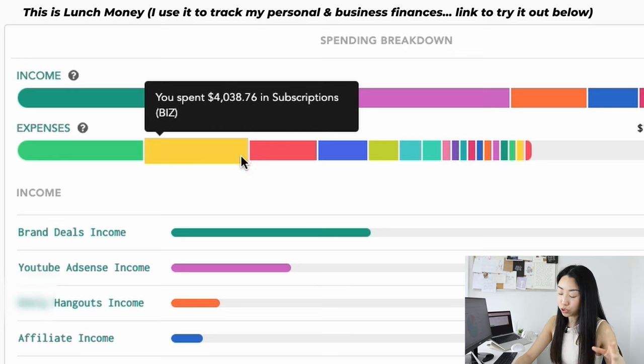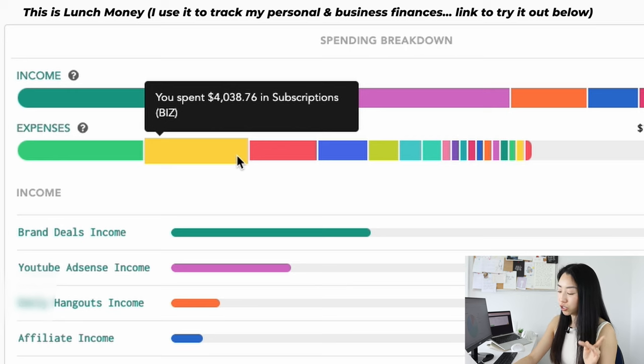In total, my subscriptions were $4,000. So the $1,000 that wasn't my email list big subscription payment was from all the little software subscriptions I have. I think I have like 10 to 20 subscriptions.